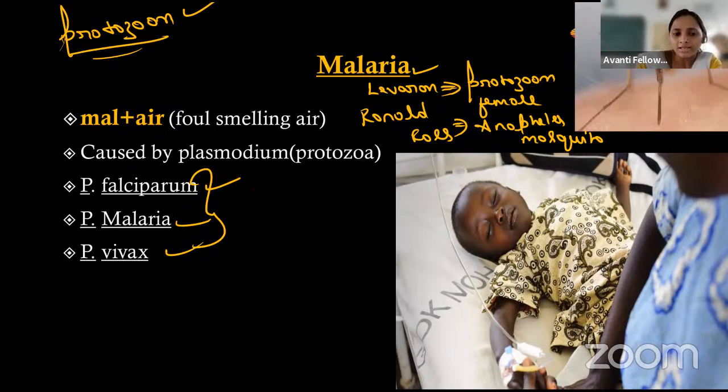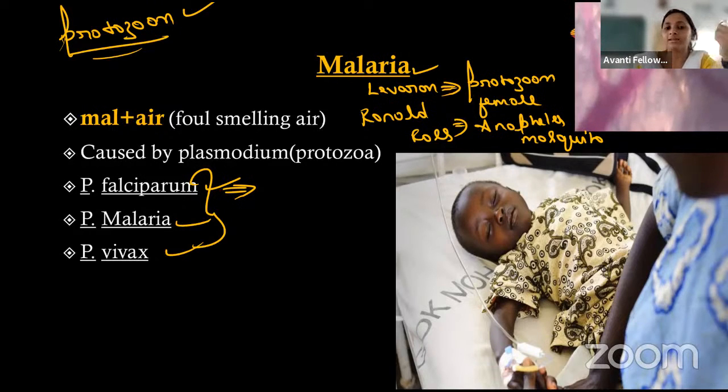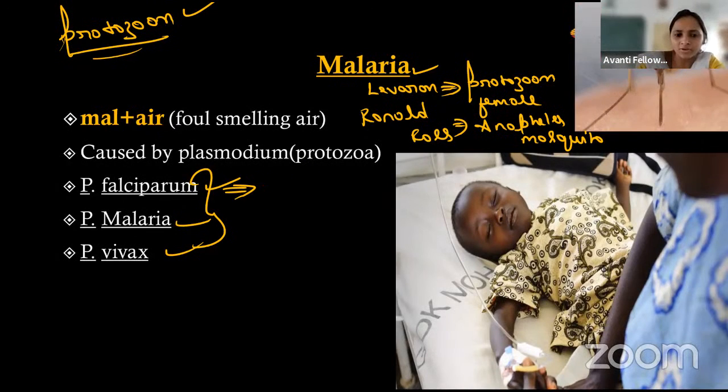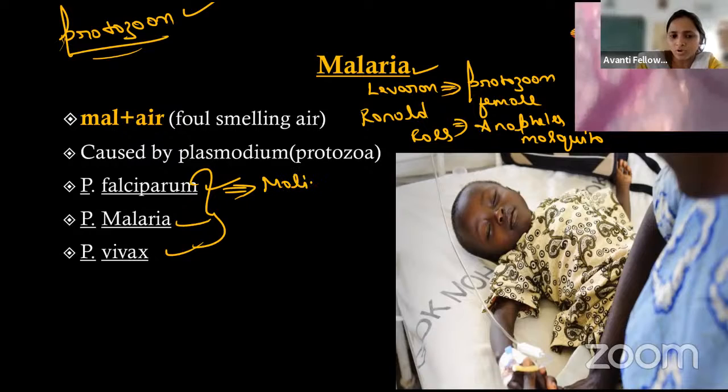Okay. So students, here in the exam they may ask you a question like this: which one is the malignant malaria here? Which is the very toxic one, which is going to be called the malignant malaria? It is by the falciparum. Okay. So falciparum is going to cause malignant malaria.